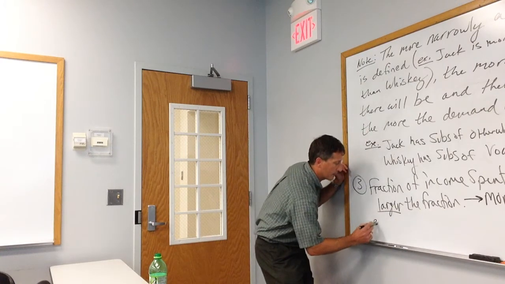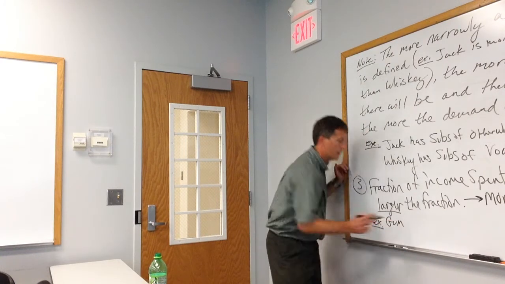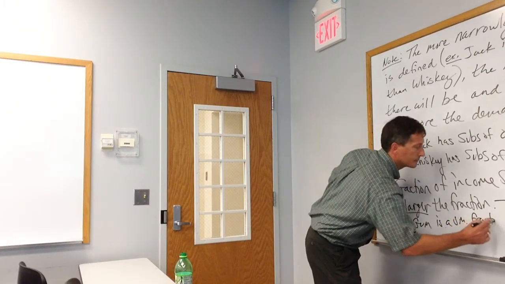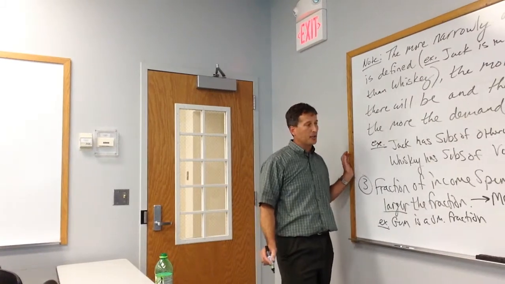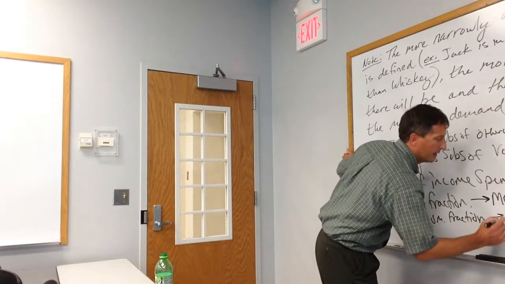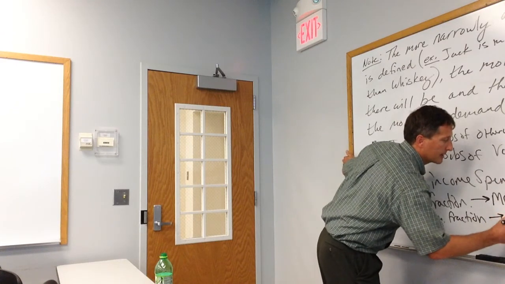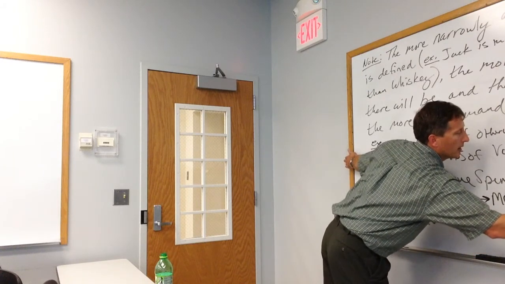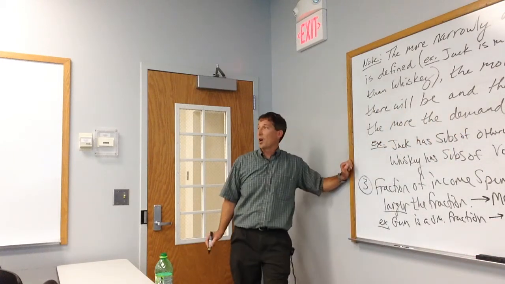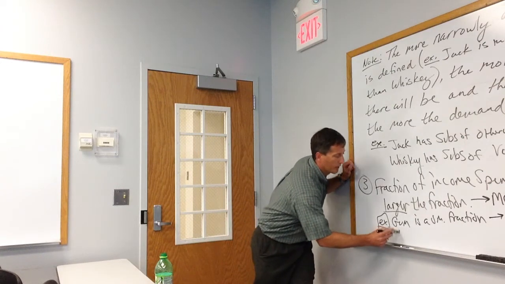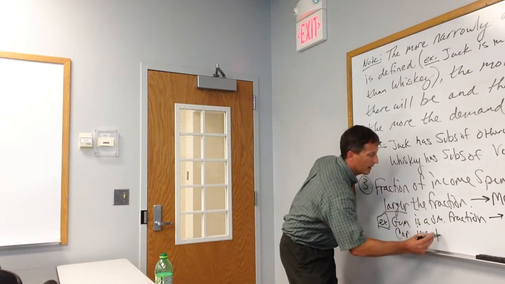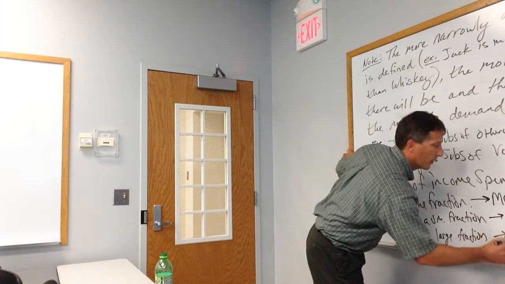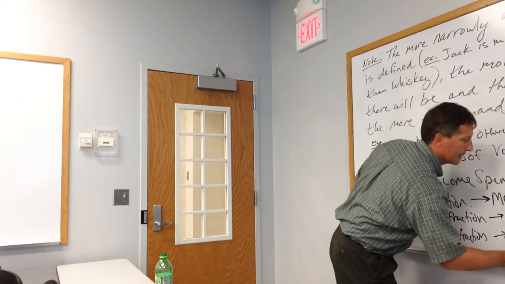So I gave you 2 examples. For gum, gum is a small fraction, and therefore you have inelastic demand, or relatively inelastic demand. But a car would be a different story. A car is a large fraction of your income for most people, and therefore it's going to be relatively elastic.